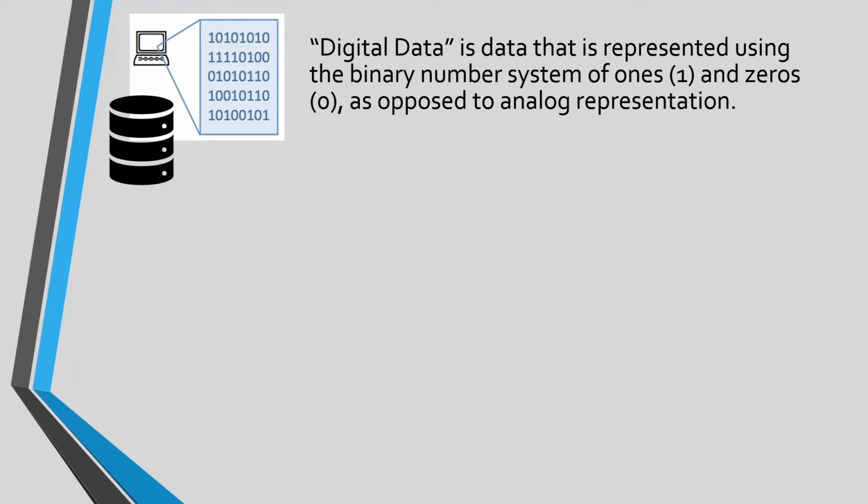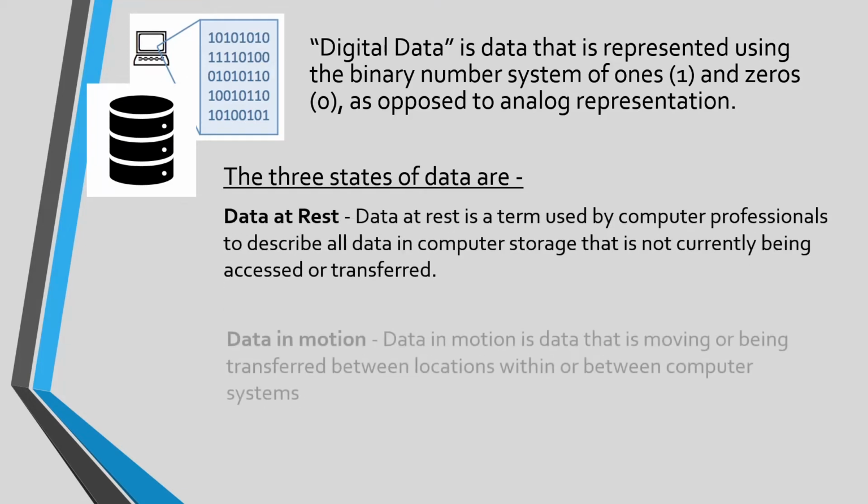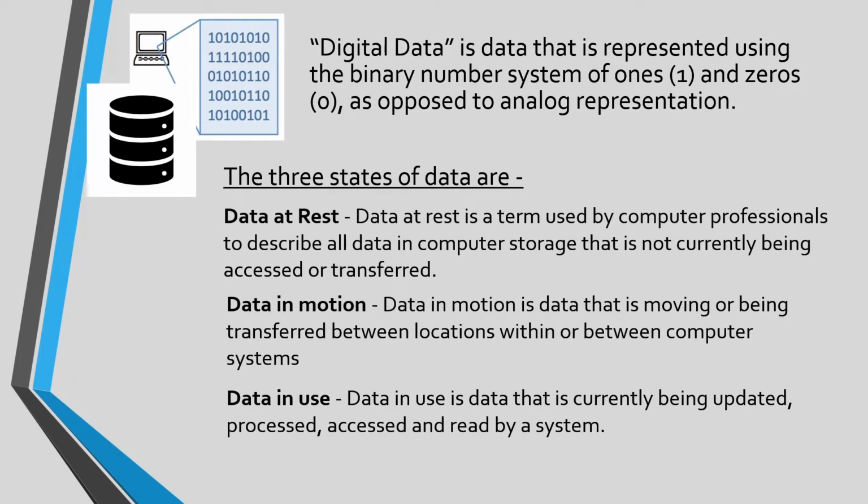When you are talking about data, there are three states of data: data at rest, data in motion, and data in use. Data at rest is in your computer storage, not being accessed, just staying there. Data in motion is being transferred from one location to another, even from your hard disk to your computer memory. And data in use is being updated, processed, accessed, or read by some system or by someone.